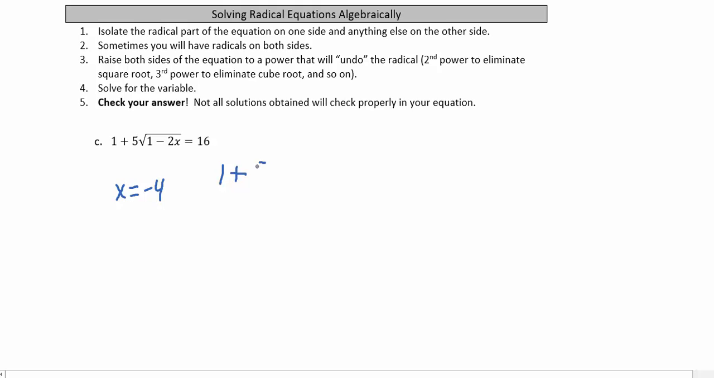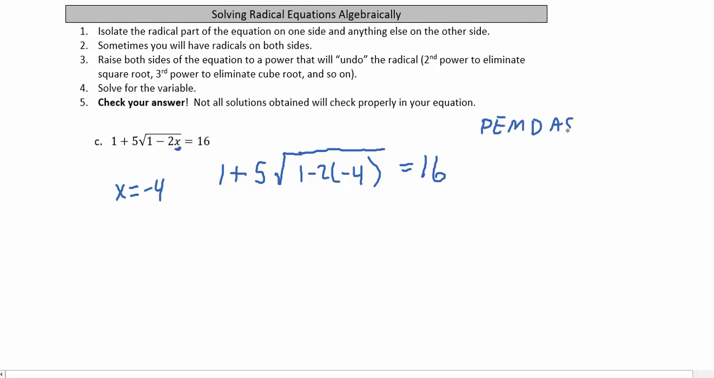I'm simply going to replace x with negative 4. So here's the variable x, I replace it with negative 4, and now I just simplify the left-hand side to see if it simplifies down to be 16. So because I'm not solving an equation, I am just simplifying this arithmetic expression on the left-hand side. I do follow the order of PEMDAS.